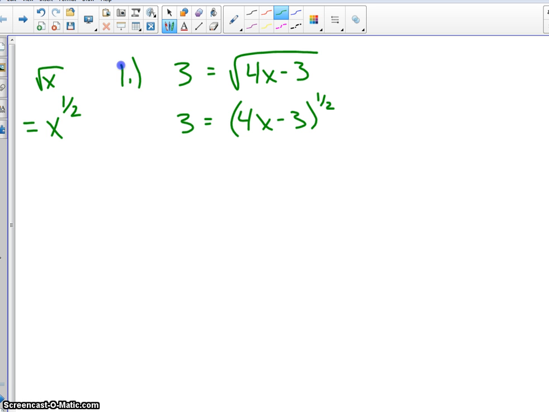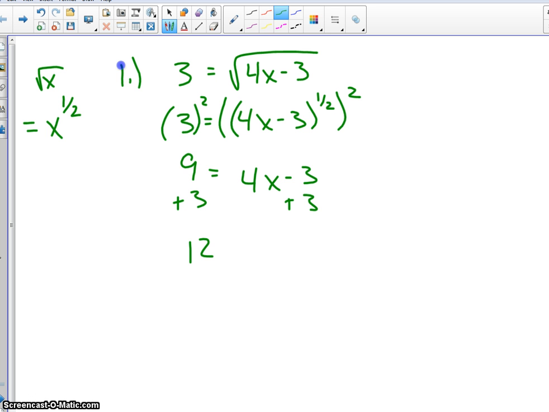So in order to make this into a power of 1, if you square both sides like we've talked about with the rules of exponents, power to a power just becomes 1. So we have 4x minus 3. Well, we square the other side, we get 9. Now I'll just simply solve that equation like you have been since kindergarten. So 4x equals 12, now divide by 4, so x is 3. Final answer.